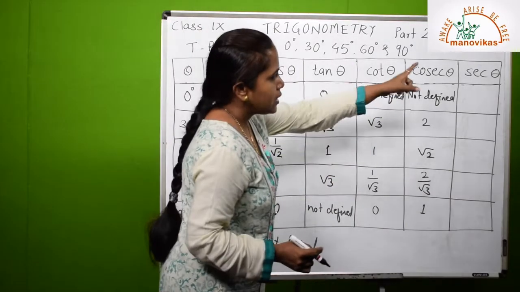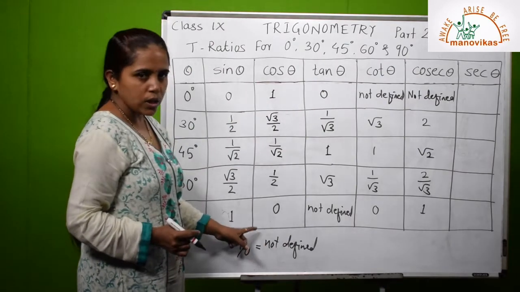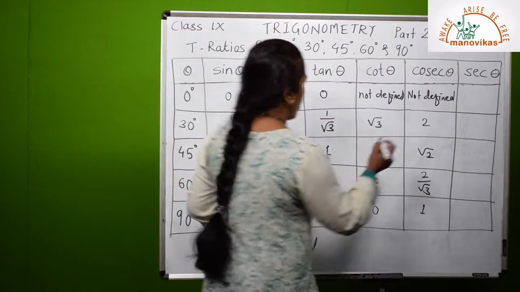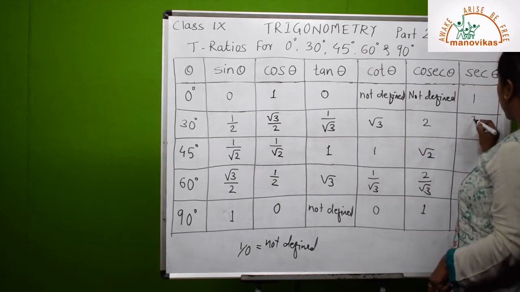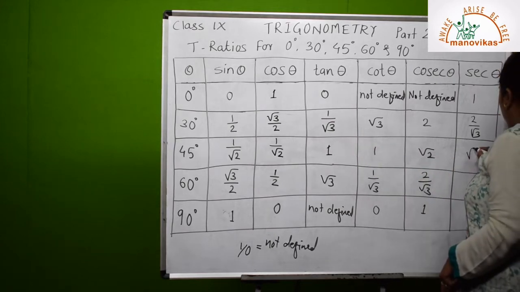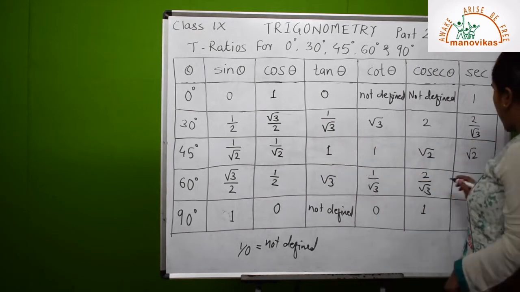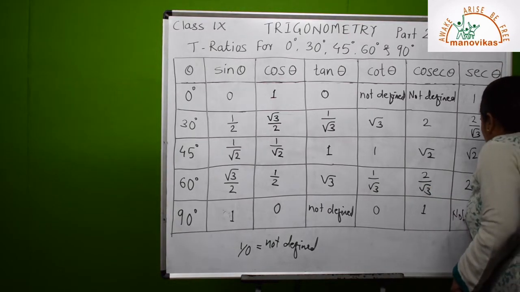Now last, sec theta. Sec theta is the reciprocal of cos. So take the reciprocal of cos, that is 1. Reciprocal is 1. Root 3 by 2 reciprocal is 2 by root 3. 1 upon root 2 reciprocal is root 2. Half reciprocal is 2. 0 reciprocal is not defined.